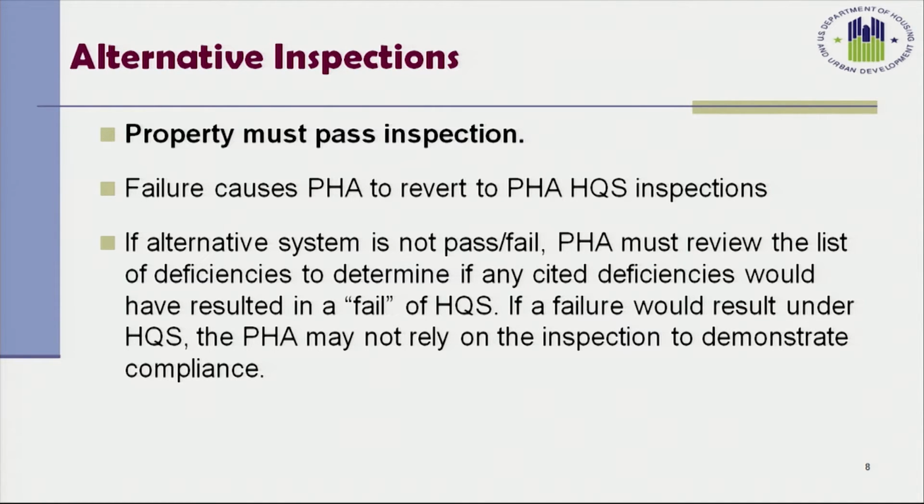If the alternate system is not pass-fail, the PHA must review the list of deficiencies to determine if any cited deficiency would have resulted in a fail of HQS. If a failure would result under HQS, the PHA may not rely on the inspection to determine compliance.